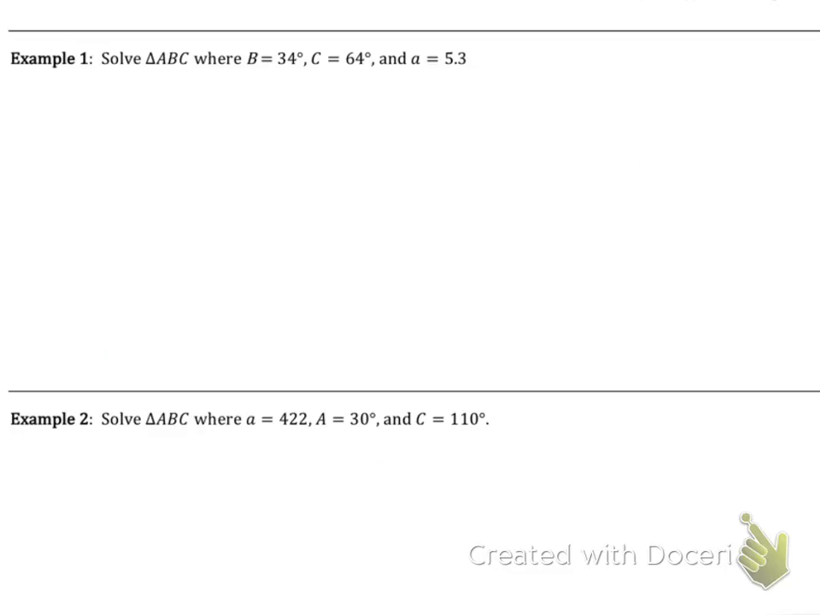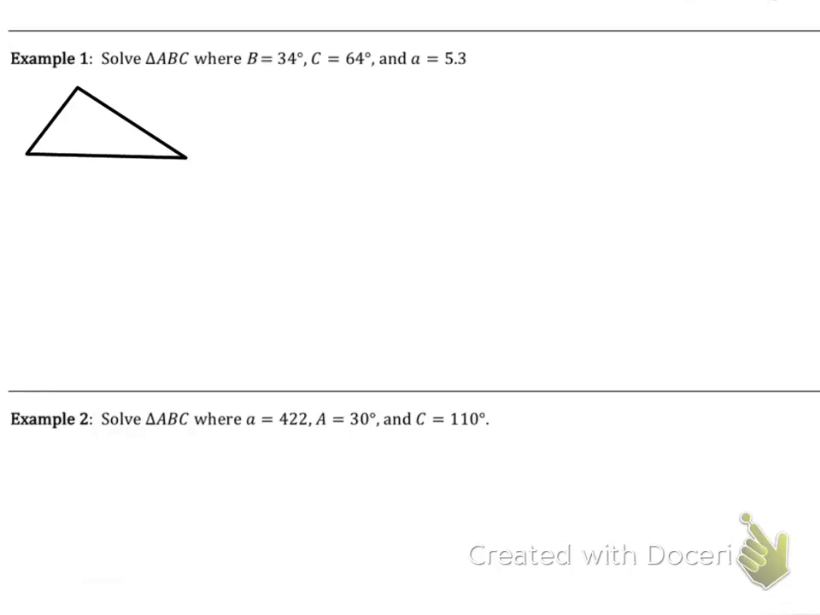Our first example says, I have a triangle ABC. And it said, my angle B is 34 degrees, my angle C is 64 degrees, and the length of A is 5.3. So my advice to you is just draw a generic triangle. All right, doesn't have to be perfect, doesn't have to be 64 degrees on C, doesn't have to be 34 on B. All I do is I just draw a generic triangle.